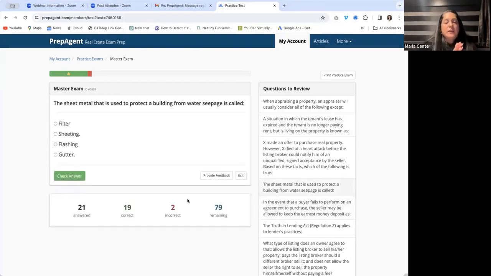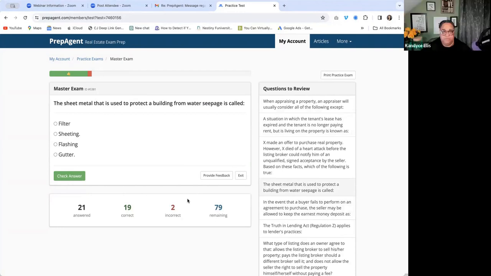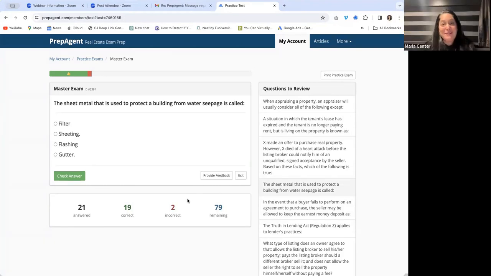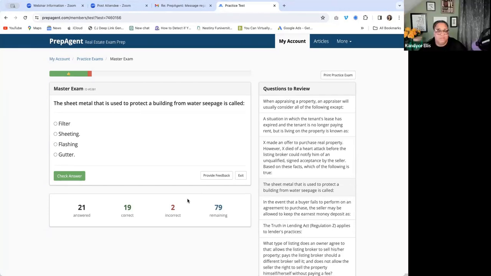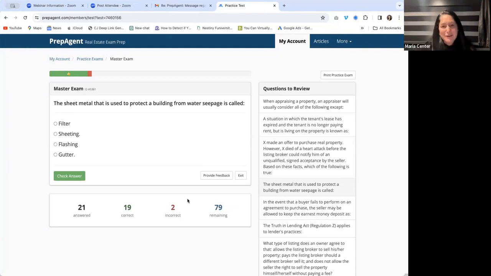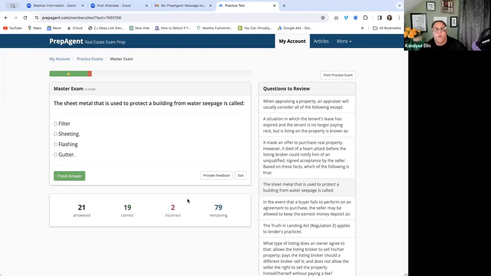The sheet metal that is used to protect a building from water seepage. This is kind of a different one that we haven't done before. The sheet metal that is used to protect a building from water seepage is called, is it sheeting, flashing? I just had to do a whole class, 7 hours of this for C. Flashing or gutter? What is the sheet metal that is used to protect it? A lot of times we see this around our chimney, right? Or skylights.